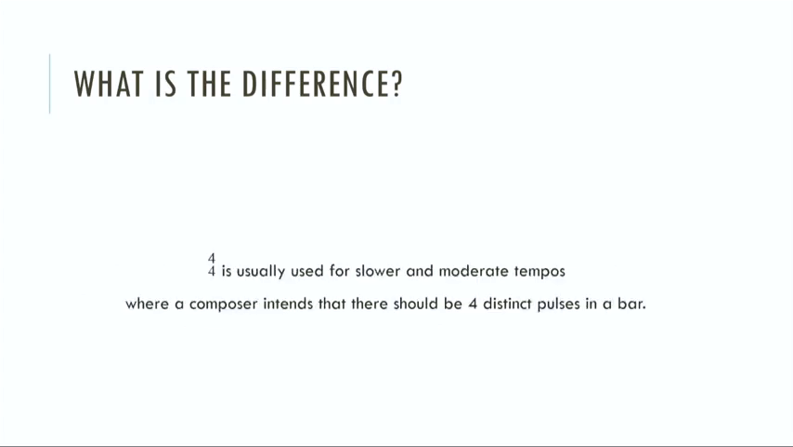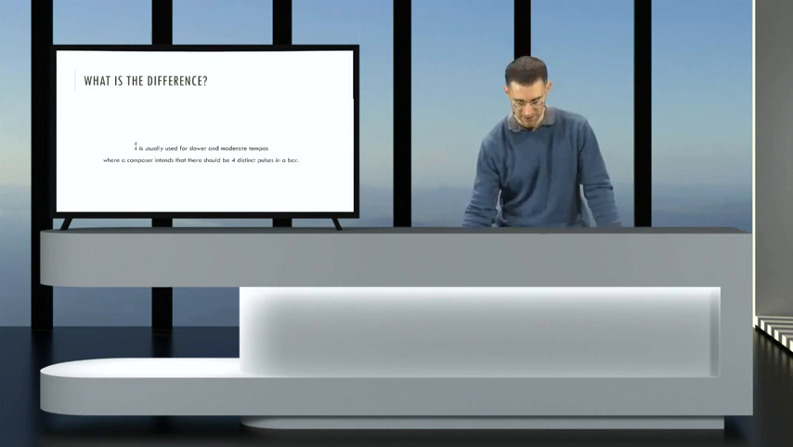4/4 is usually used for slower and moderate tempos, where a composer intends that there should be 4 distinct pulses in a bar. Okay, so we're looking at tempos that are something like this. 1, 2, 3, 4, or 1, 2, 3, 4. Somewhere around there where you can still hear 4 distinct pulses.